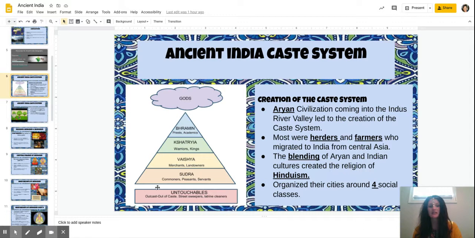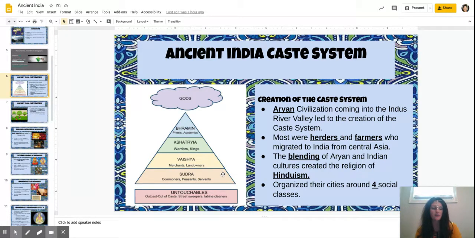Now you're going to see that there are 5 here. The untouchables, at the very bottom, were so low that they were not considered part of the caste system, even though they were a class of people. The untouchables, also called the Dalit, were given the worst jobs. They were considered outcasts in society, and they did the jobs that nobody else wanted to do and received really harsh treatment.